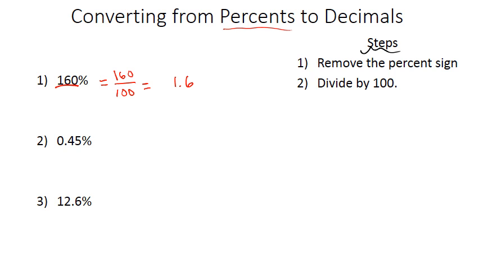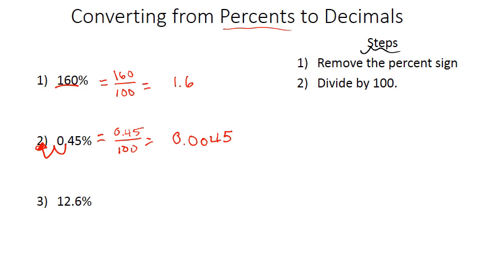All right, now I have 0.45%. So that means that I have 0.45 out of 100. And so we divide 0.45 by 100. A nice way to do this is, you know that dividing by 100 is moving the decimal place 2 spots to the left. So we'll have 0.0045.